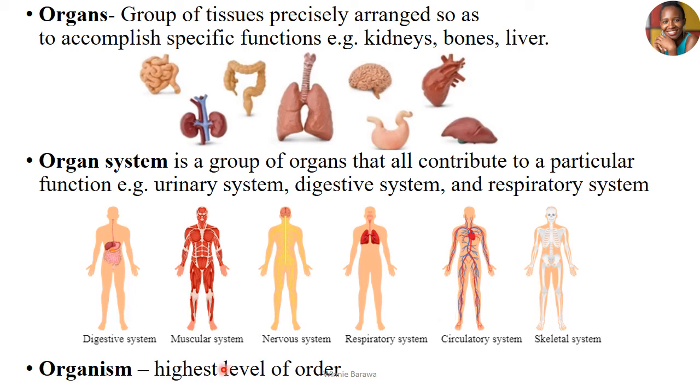And the organism, we've said, is the highest level of order. So the organism is our total composition of our organ systems. When these organ systems are organized in such a way that they are able to produce specific functions of our body, then we get the organism. So the organism is the highest level, and this now makes the full human being, who will be doing the different other characteristics that we'll see later on.